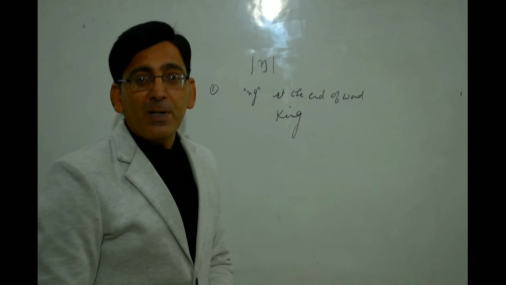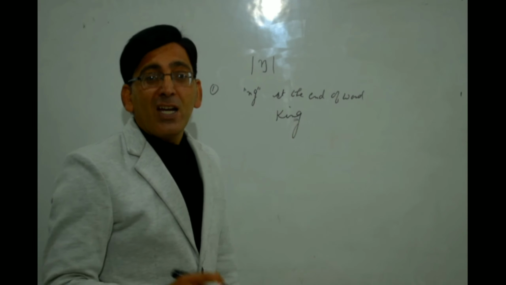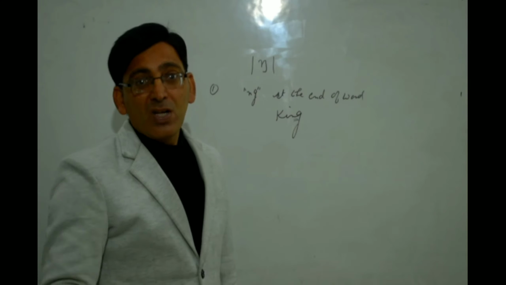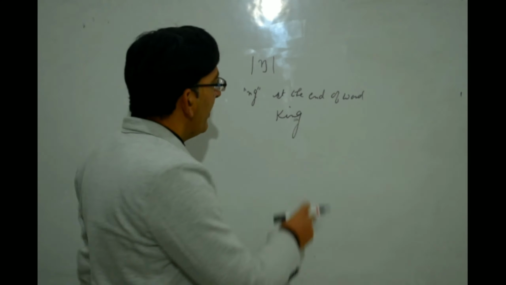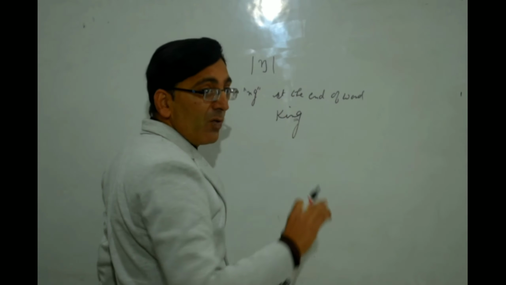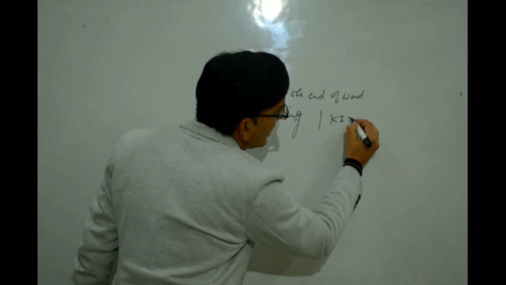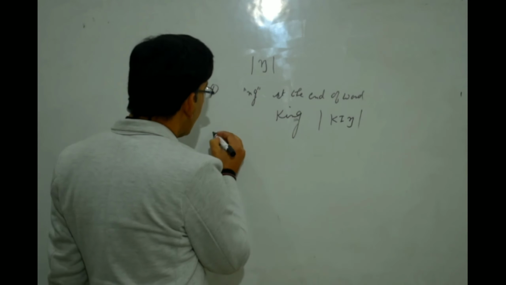So how will you pronounce it? NG is at the end of the word. So how do you pronounce it? It is pronounced as king. G is not pronounced. So you must remember that when NG comes at the end of any word, then the NG combination gives this one sound. It is pronounced as king. King. Clear? What is the second rule?